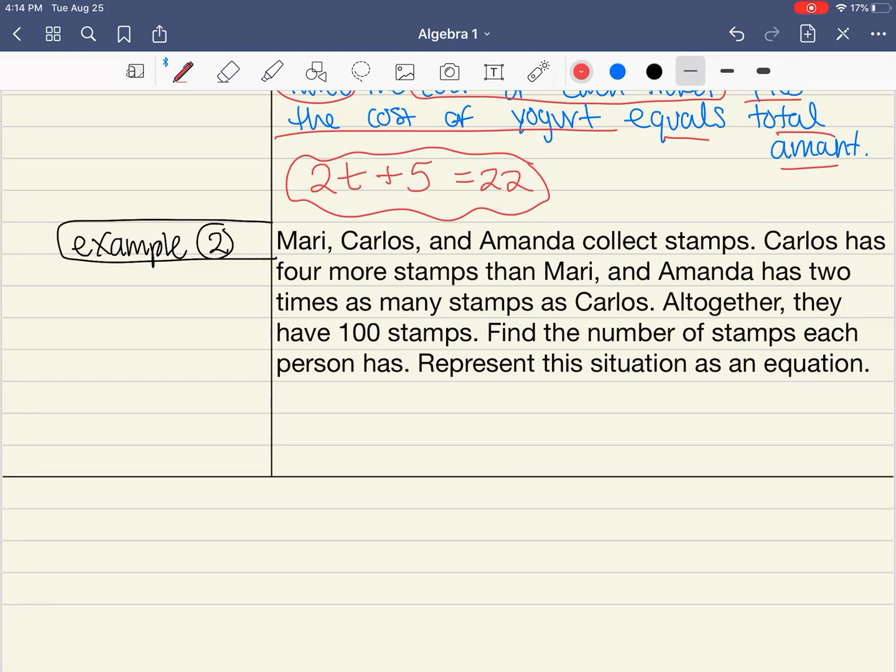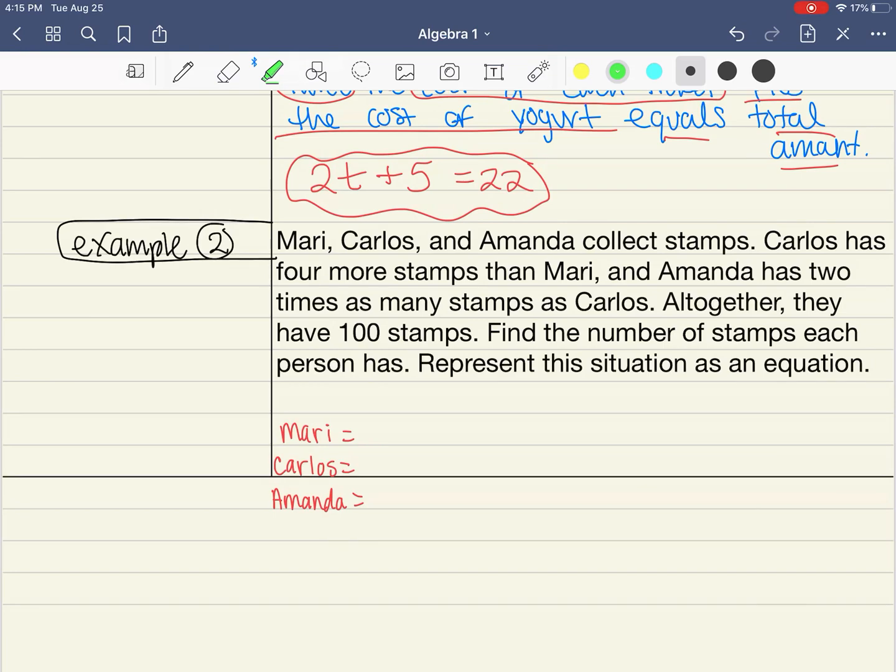What we have to identify first is some of the unknowns. Clearly, we do not know how many stamps Mari has, how many stamps Carlos has, and how many stamps Amanda has. So when I read this problem a second time, I'm going to highlight information and try to decide which of these 3 is the number we have to calculate first, because that's going to be our variable. Like, who has the amount of stamps that is related to all of the other individuals?